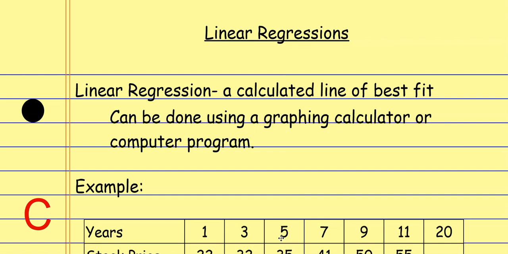You could technically do it by hand, but the calculations are tedious and a waste of our time at this point because we can do this using a graphing calculator or some kind of computer program, all right? In this video, I'm going to show you how to do this on a TI graphing calculator. I'm going to use an older TI-30. You can use a newer version. The steps are pretty much the same. You just might have some more options on the newer version, okay? So linear regression is a calculated line of best fit.